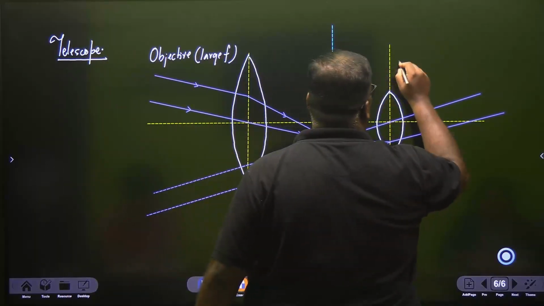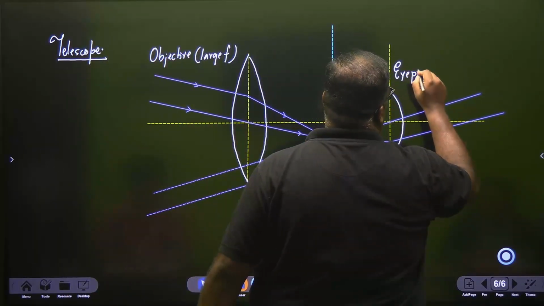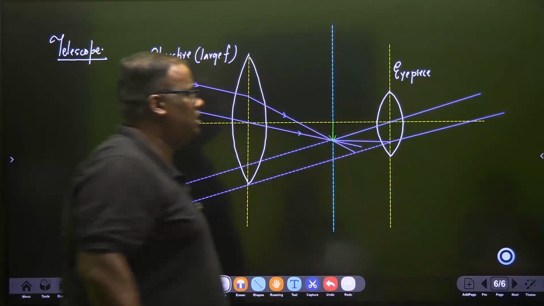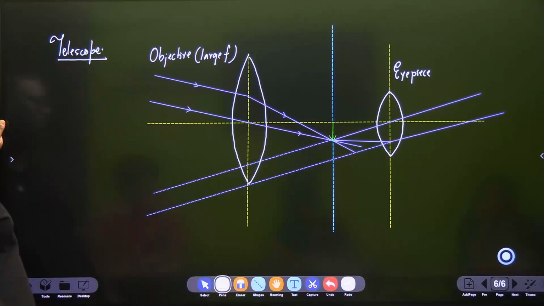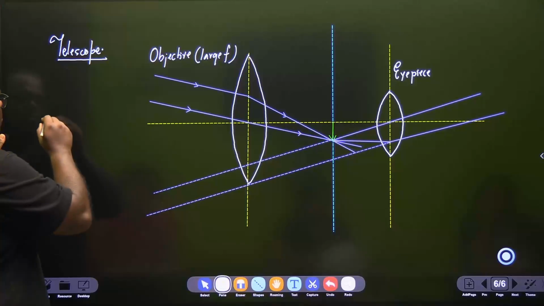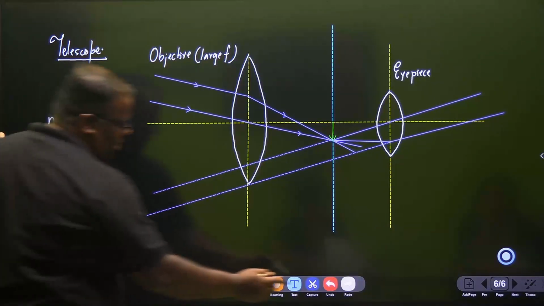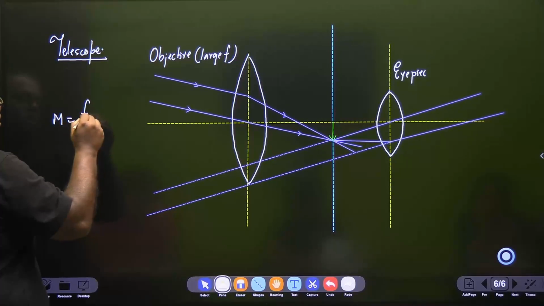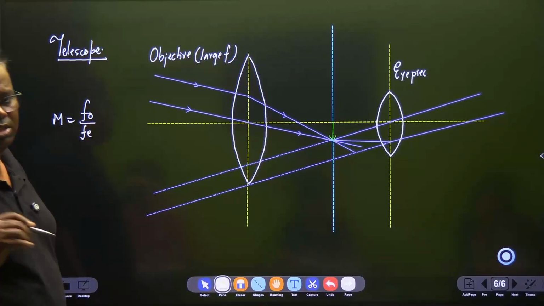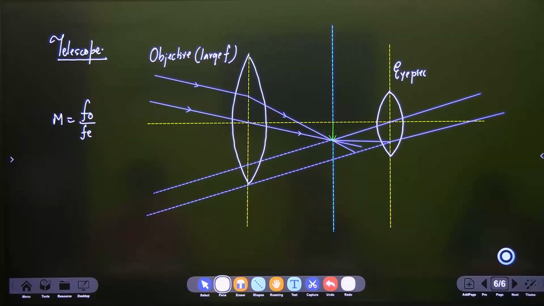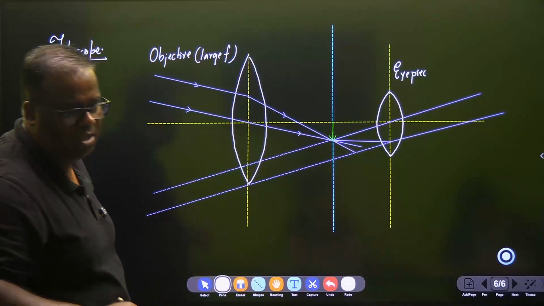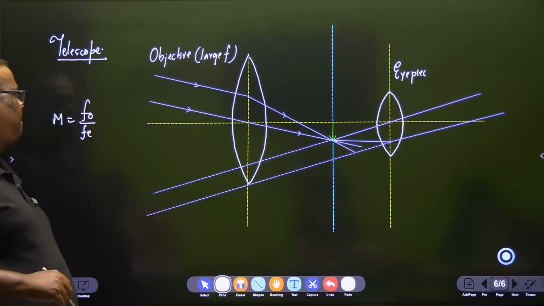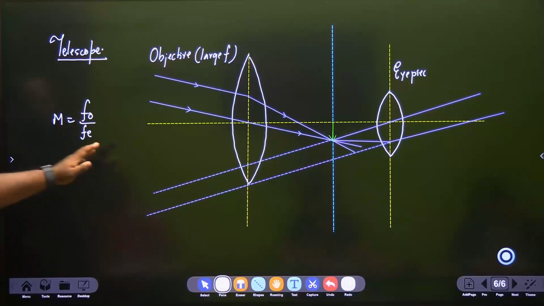Okay, a couple of discussions out here. And here the magnification for a telescope is given as Fo divided by Fe. Just check the book. It should be Fo divided by Fe. Just check the expression for magnification of a telescope. It should be Fo by Fe. Right? It's Fo by Fe.